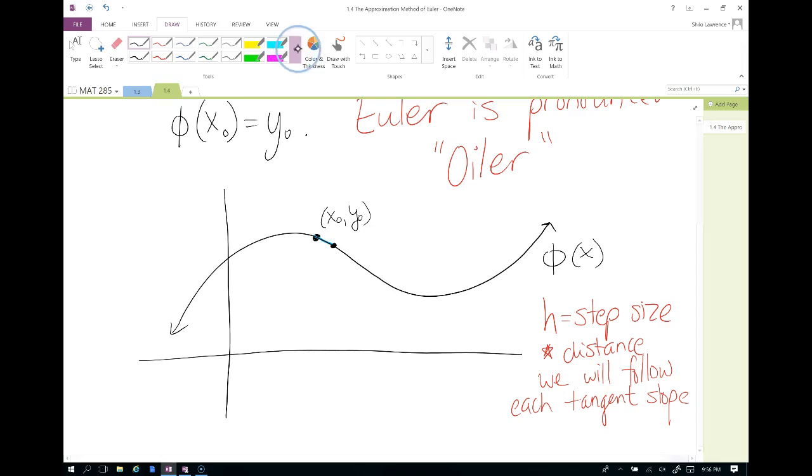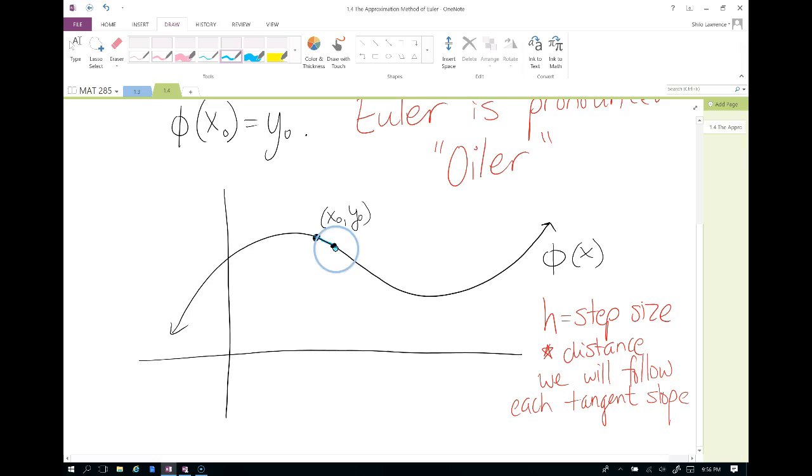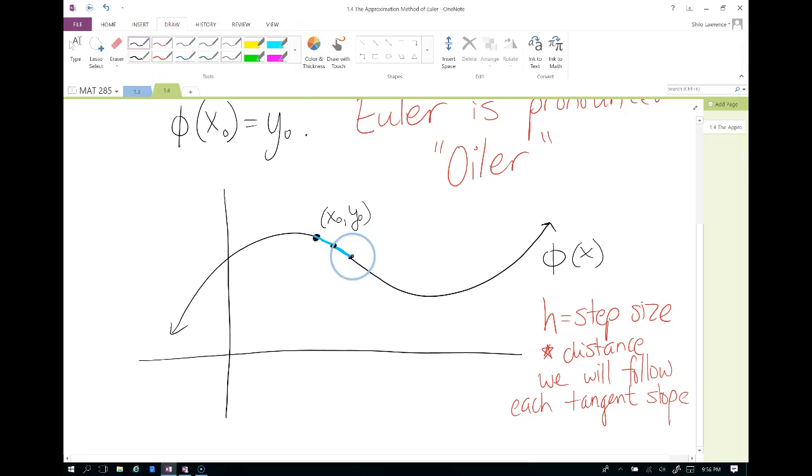And then we reevaluate our tangent slope. We say, okay, now at this new spot, what is the tangent slope? Because this function is a curve, which means the slope is constantly changing. So I need a new tangent slope to follow. And once I have my new tangent slope, I'll follow it again for my step size, and it will take me to a certain spot. And then I will reevaluate my tangent slope again.